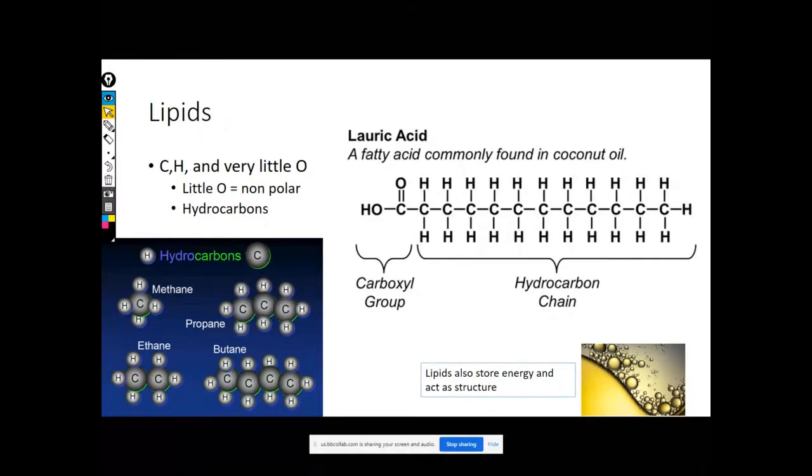Okay. These also have quite a few tasks, some of which may surprise you. Largely for energy, and we generally think of lipids as food, right? Fats and oils. Yes. There are some structure, and they're going to have some interesting side jobs as well.